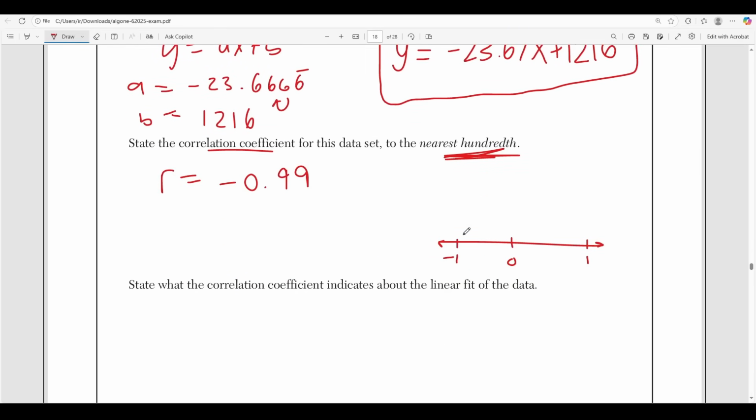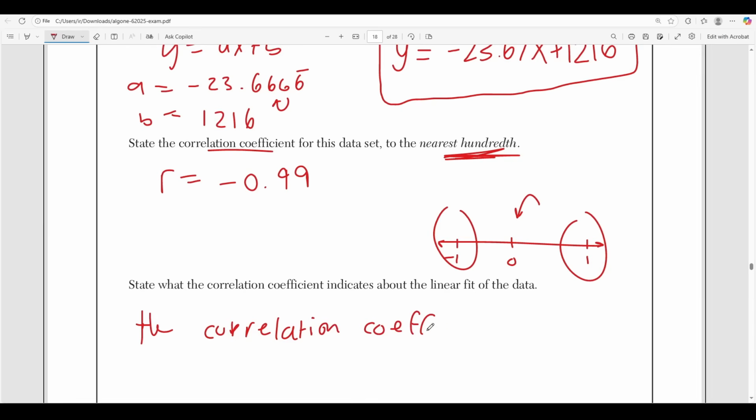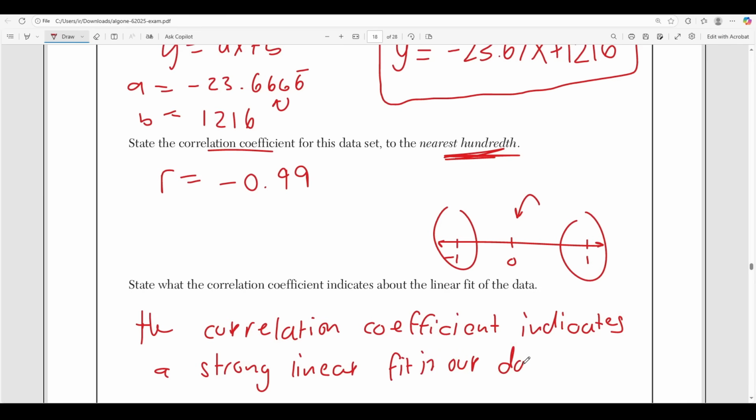Regardless, the closer you are to -1 or +1, the stronger the linear fit of your data, and the closer you are to 0, the weaker that linear fit is. So when they ask us to state what the correlation coefficient indicates about the linear fit of the data, because negative 0.99 is so close to -1, we can just say that the correlation coefficient indicates a strong linear fit in our data, or it indicates a strong linear fit of our data.